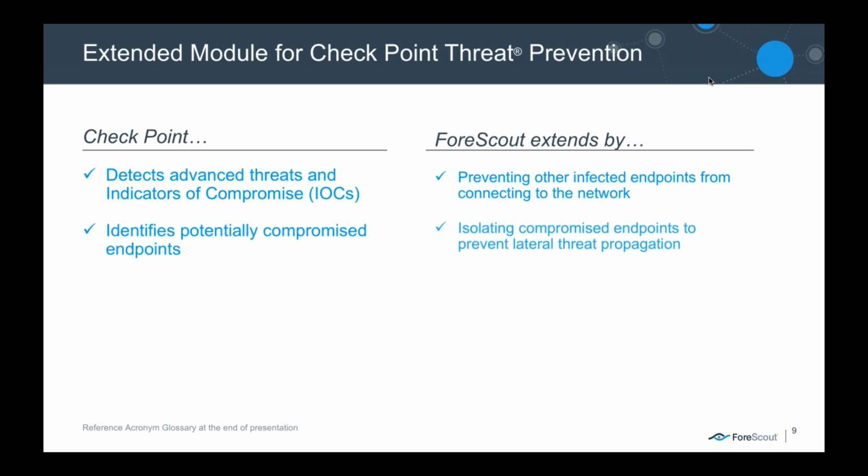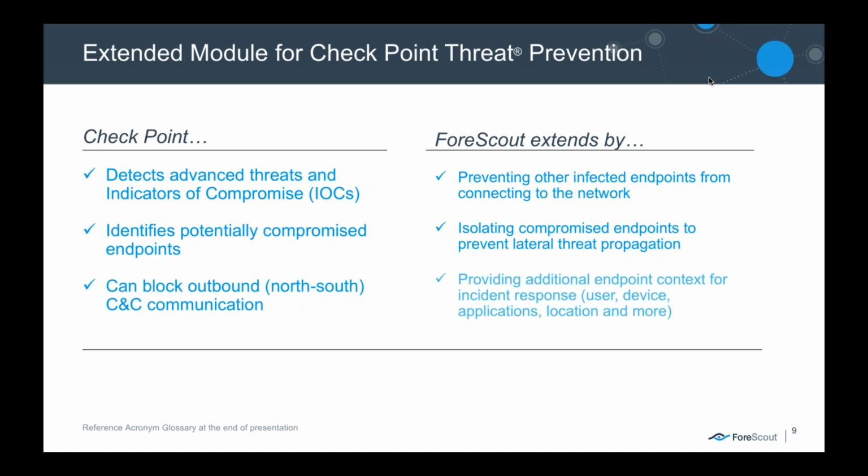Check Point sitting at the perimeter is able to identify devices that are either communicating with command and control networks or are downloading software that's been identified as potentially malicious. ForeScout can extend that by scanning the endpoint to work out whether it's actually vulnerable to that exploit and whether the exploit has been successful. If it has been successful, ForeScout is able to isolate that endpoint and protect the rest of the network from that compromised endpoint.